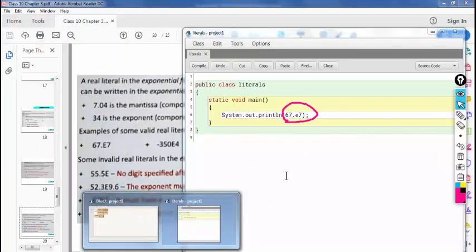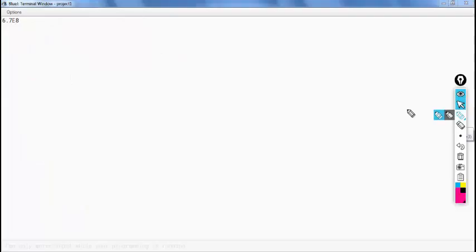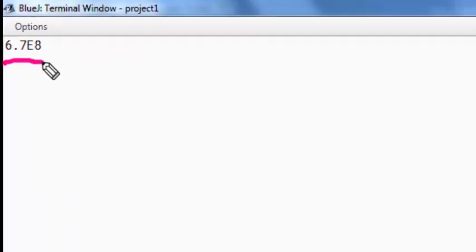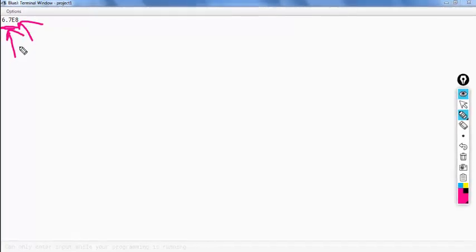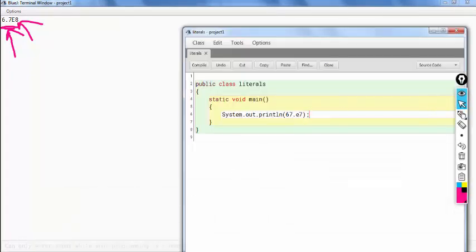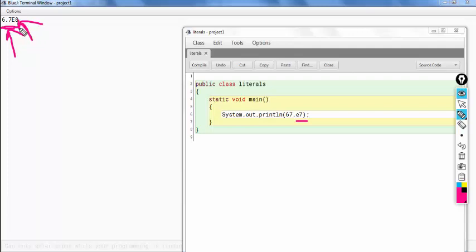6.7E8. Okay, so 8 is the exponent and 6.7 is the mantissa. So why did it become 8? It was 7, isn't it? So if you see, the number here was 7. After E we had written 7, but now in the output it has become 8. What is the reason for this?